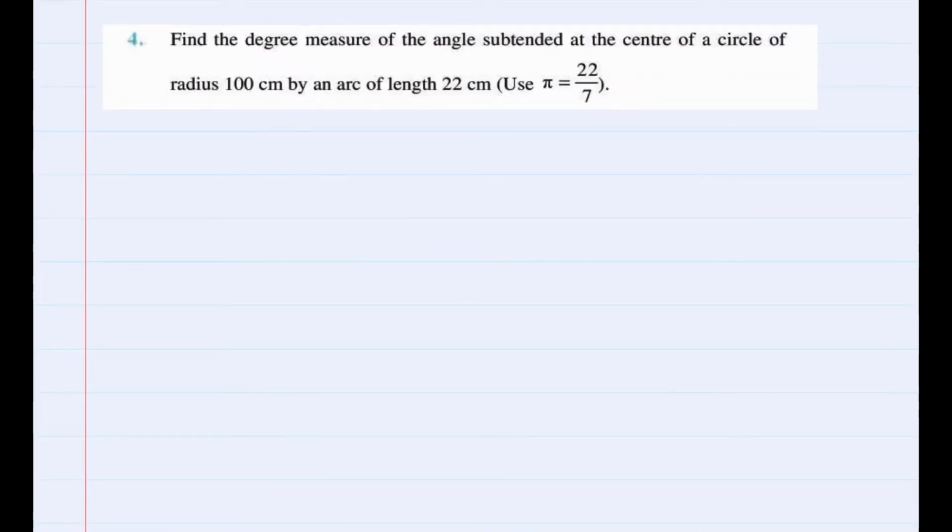Question 4. Find the degree measure of the angle subtended at the center of a circle of radius 100 centimeters by an arc length of 22 centimeters. Use pi as 22 over 7. We need the answer in terms of degree measure. So, arc length formula using degrees is L is equal to theta over 180 times pi r. Arc length is given as 22 centimeters. Theta we need to find in degrees. Value of pi is 22 over 7 and radius of the circle is given as 100 centimeters.